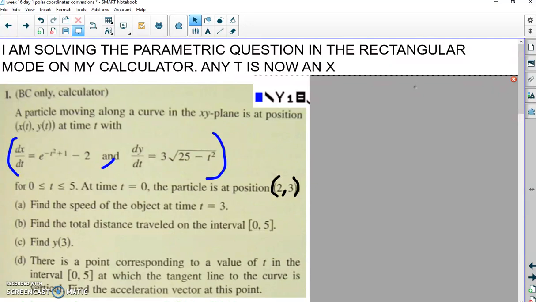Last question, just read it for a second so you can see the word. Find the acceleration vector. All that means is give me the second derivative of X, comma, the second derivative of Y, both in terms of time. You know how on Friday I said I'm not doing second derivatives. What am I not doing second derivatives of? What form am I not doing with you guys? The second derivative form of rectangular.